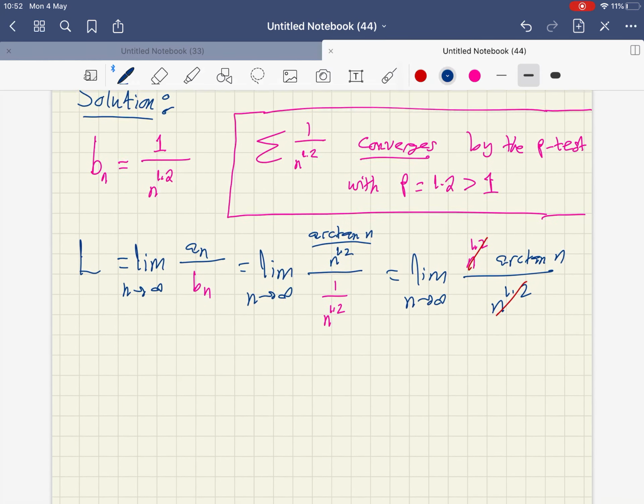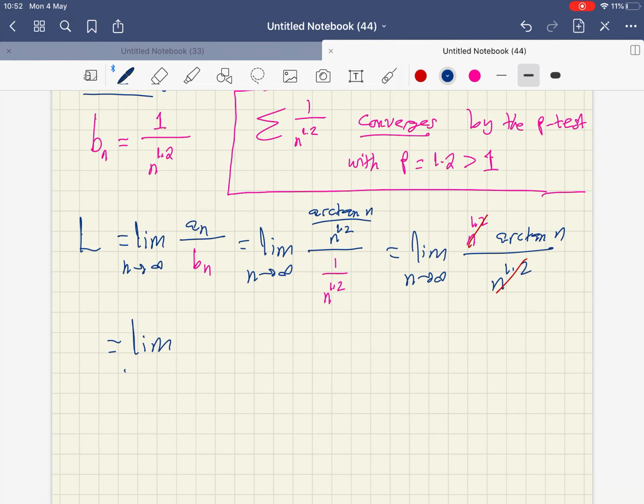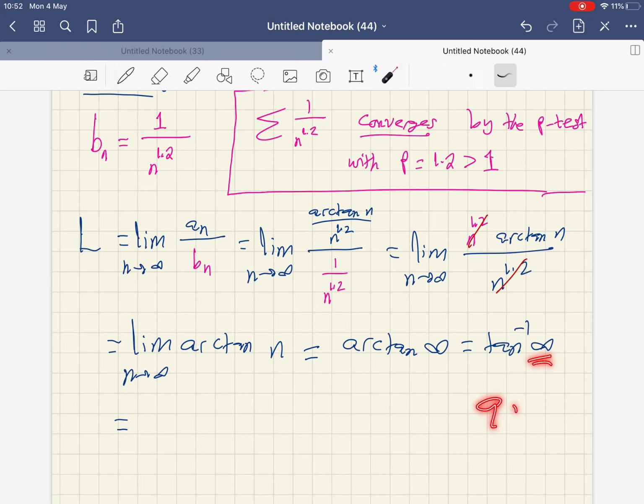and finally we get L is equal to the limit as n goes to infinity of arctan n, and if you substitute infinity you get arctan infinity, which is the same as tan inverse of infinity. Now, do you remember how much tan inverse of infinity is? We said it at the beginning of the semester, and we also said if we forget how much it is, go to your calculator, write tan inverse, and instead of writing infinity, write a very large number, 9999999, as much as you can in your calculator, and the calculator will give you an approximation, and the answer is pi over 2.